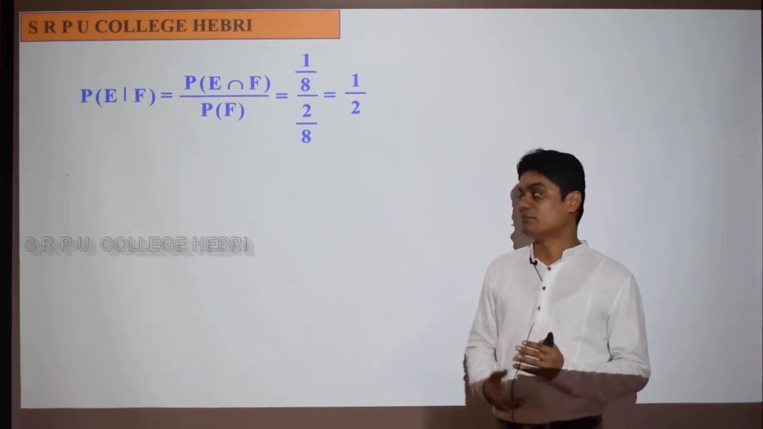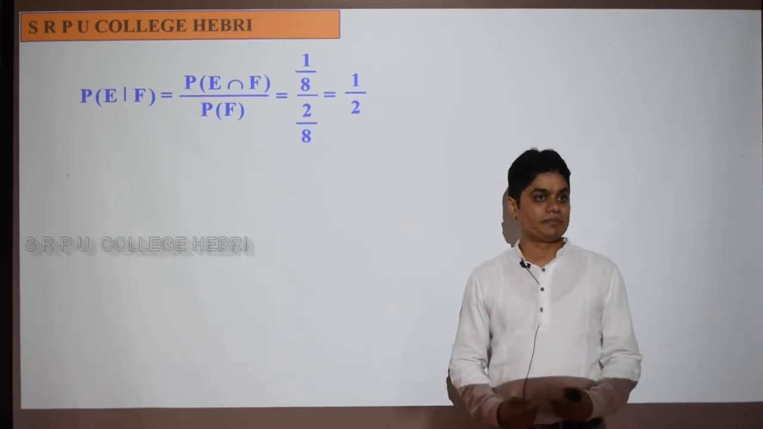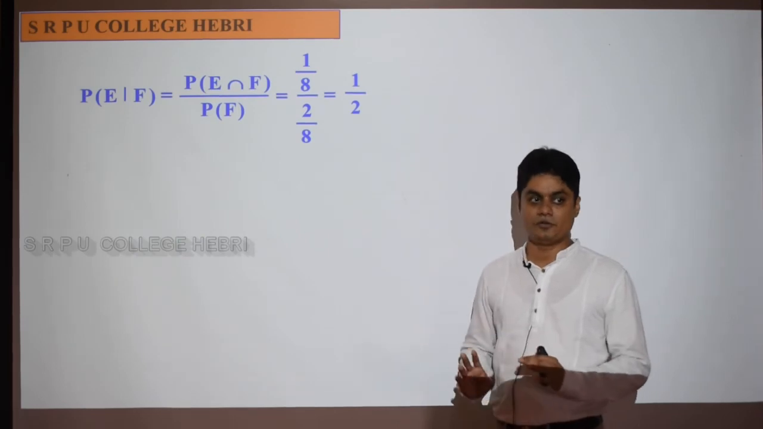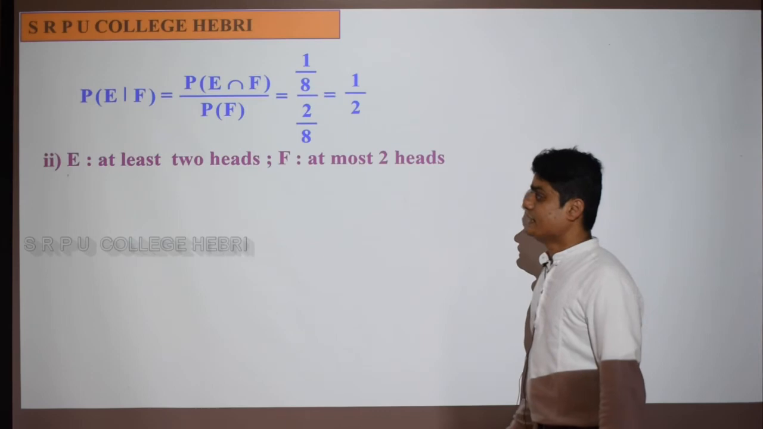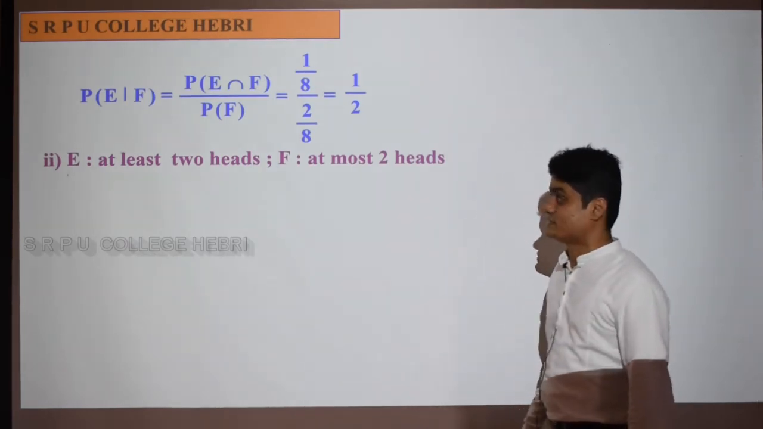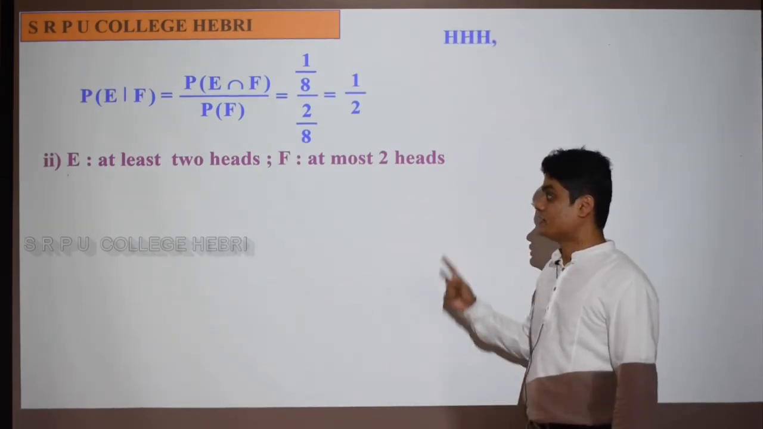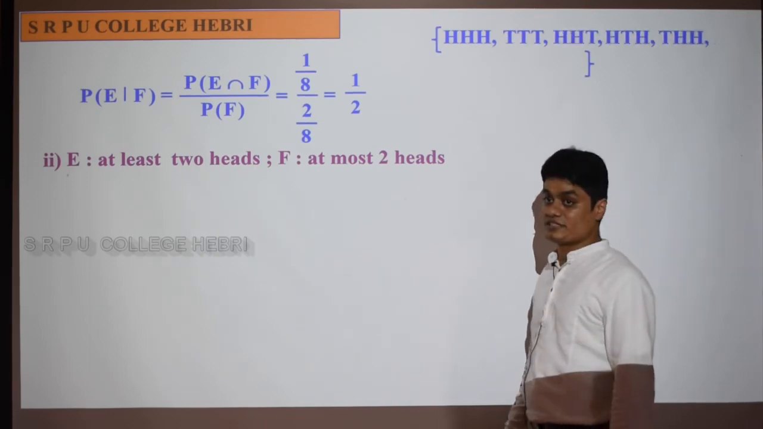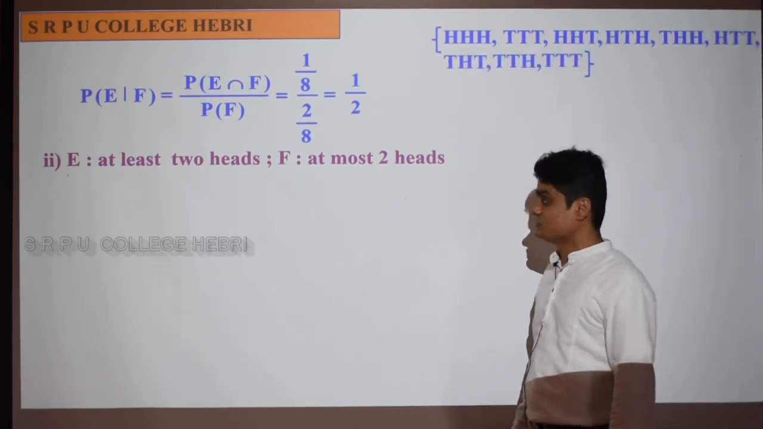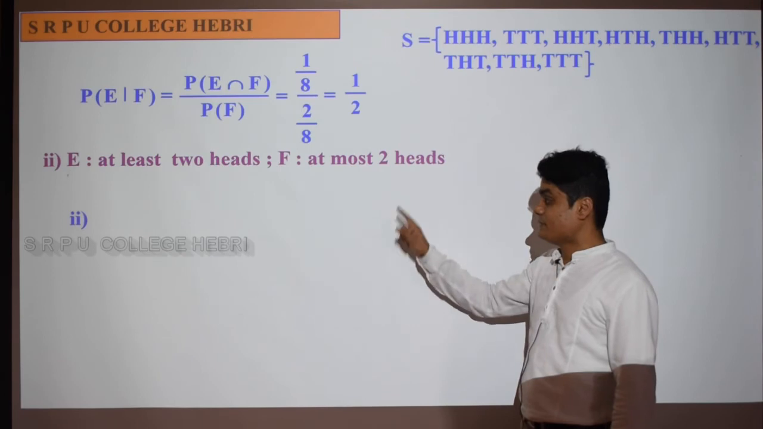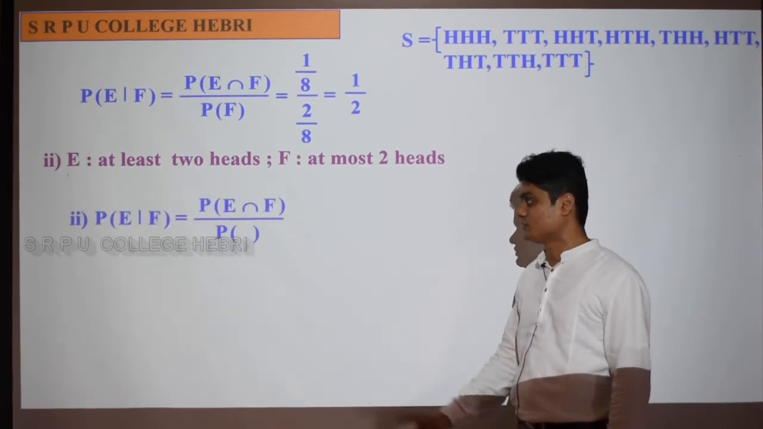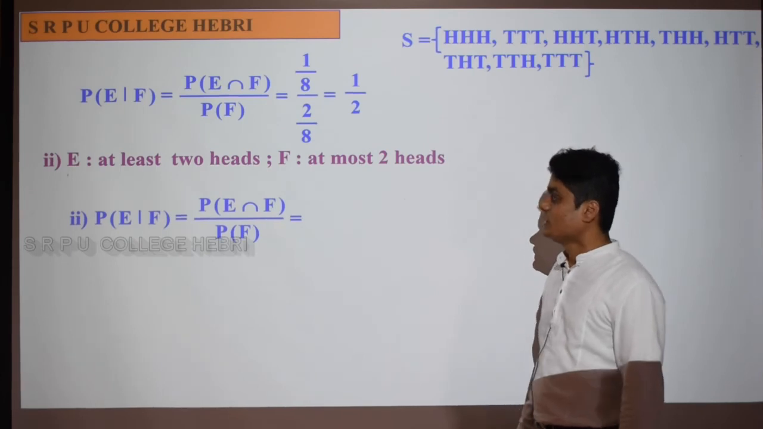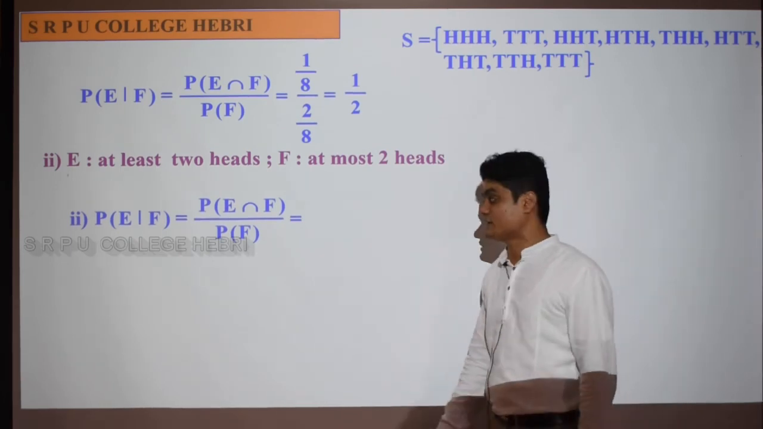So use a sample space and write down the probability of the individual events and solve. Okay, so one more problem I will solve, the remaining is homework. Okay, at least 2 heads, at most 2 heads. The first event is at least 2 heads, the second is at most 2 heads. The sample space list is already there, right? So use that. For E bar F, first you need the probability of F, you know the formula, right? The probability of F is required, as well as the probability of E intersection F.